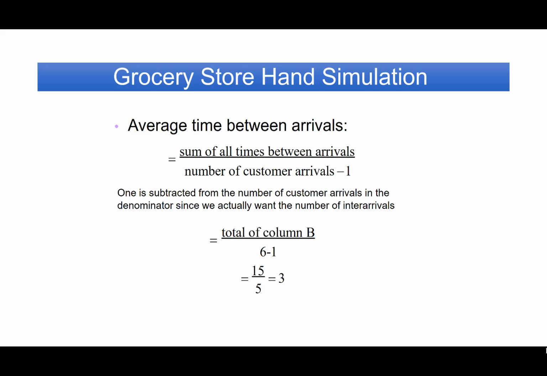The average time between arrivals is the sum of all time between arrivals divided by the number of customer arrivals minus 1. The reason for the number of customer arrivals minus 1 is that we have 6 customers, however we only had 5 waiting times between customers since the first customer didn't have any waiting before him or her. In this case, you would calculate this by taking the total from column B and dividing it by the number of customers, 6 minus 1, or 15 divided by 5 equaling 3.